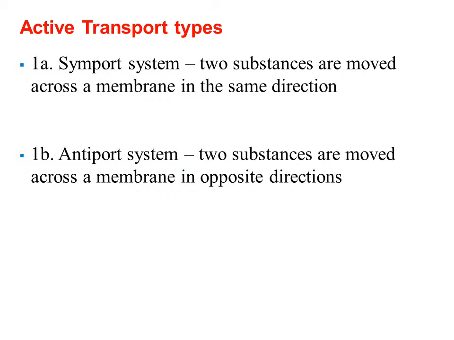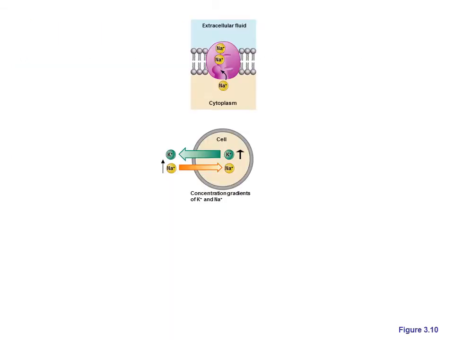Antiport is when 2 substances are moved across the membrane in opposite directions. Take that same scenario and take sodium and push it out and potassium and push it in simultaneously, that will be an antiport system. Let's look at this picture to explain that concept in much more detail.